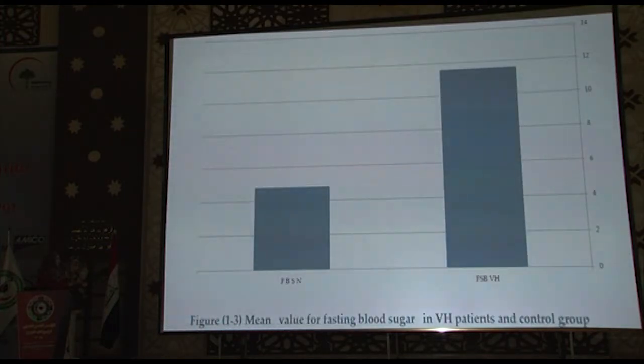That one is with retinopathy patients, and that one is with the normal group. Well, this is the mean value for fasting blood sugar in vitreous hemorrhage patients and control group. This is the normal, and the other one is with the vitreous hemorrhage features.